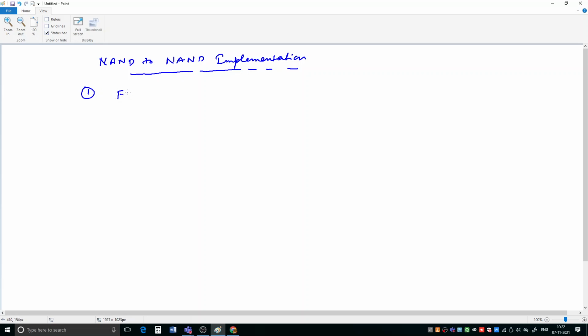For example, suppose you are having a system of three variables like this. It is x y' + y z + x z. So you have to draw it using only NAND gates. Okay, so if you are asked such a type of question, what do you have to do first?